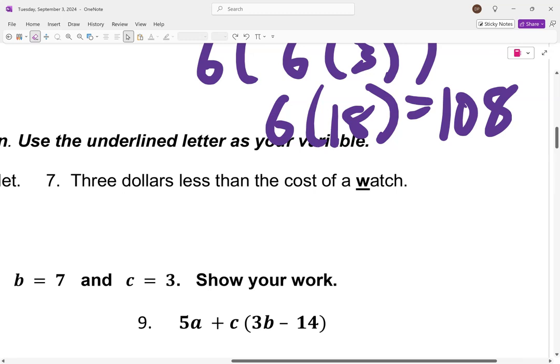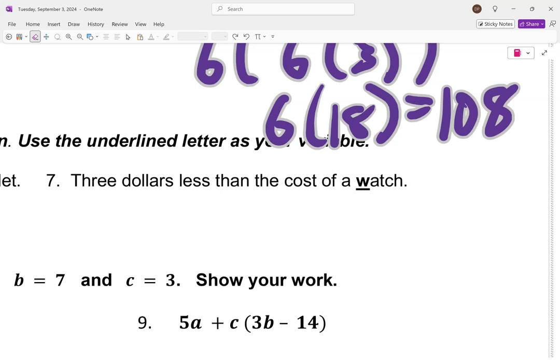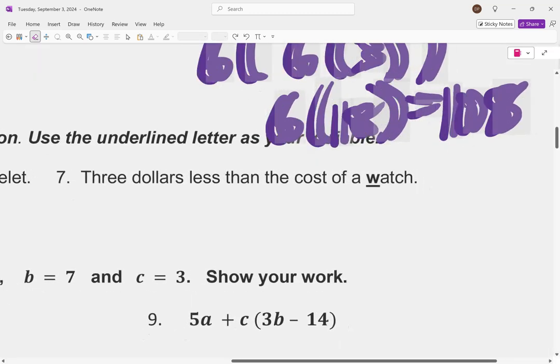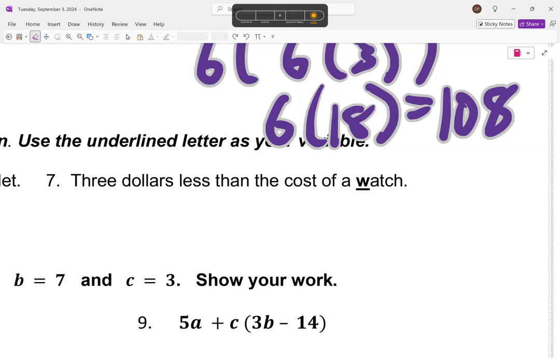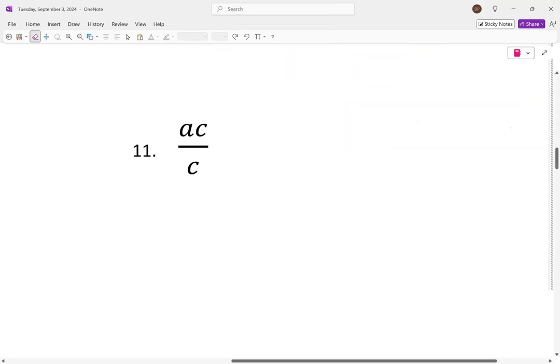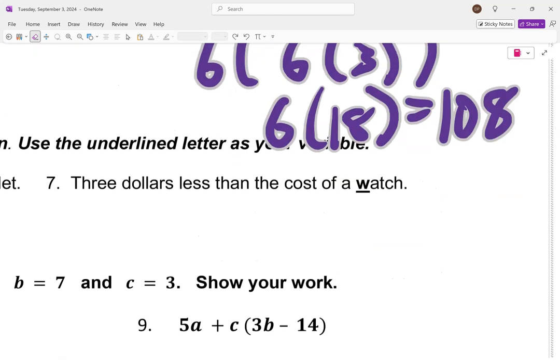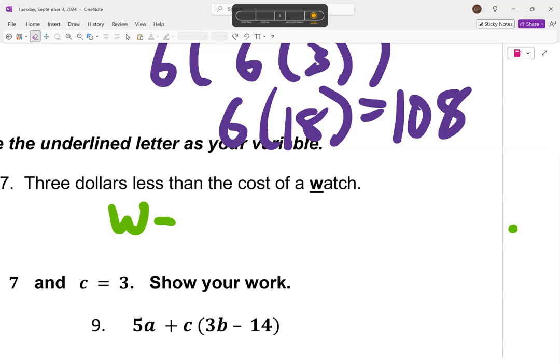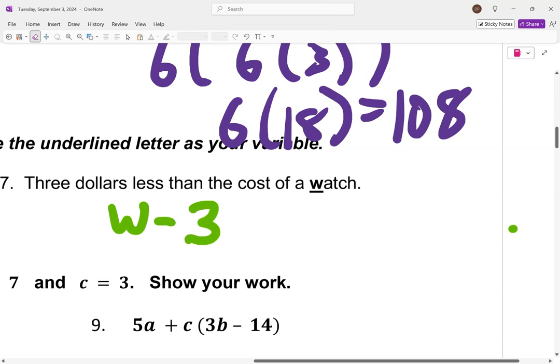Okay, Elias, go ahead. We do W minus 3 because we don't know the cost of a watch. Correct. W minus 3. Hold on, I gotta make it. There we go. So W minus 3. Again, be careful about this one. Whenever it's less than, it can't be 3 minus W, right? Very careful. Y'all understand what I'm saying? Less than, you have to be careful of the order.